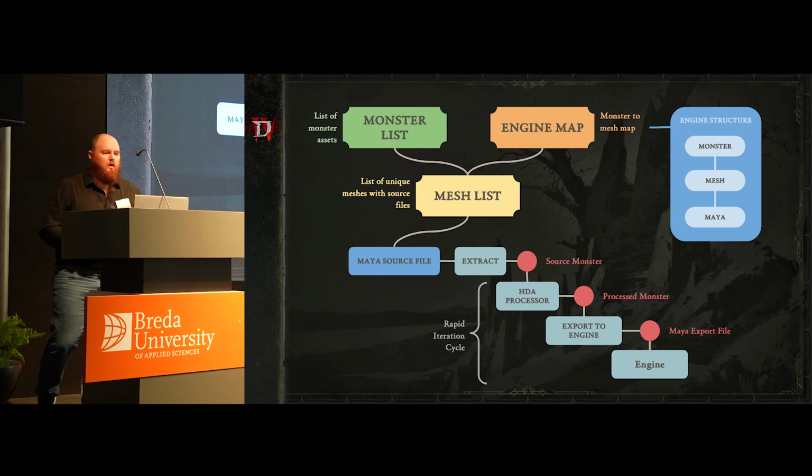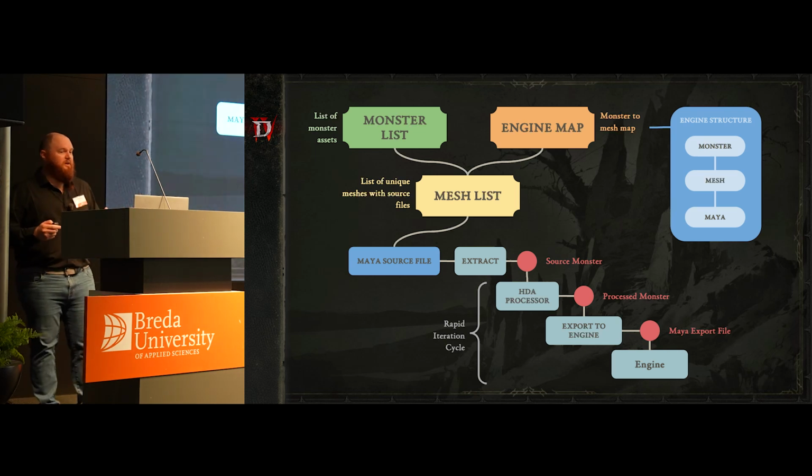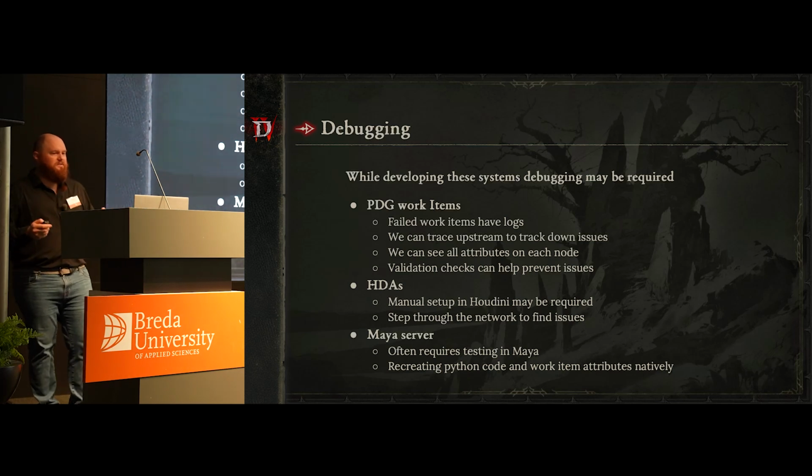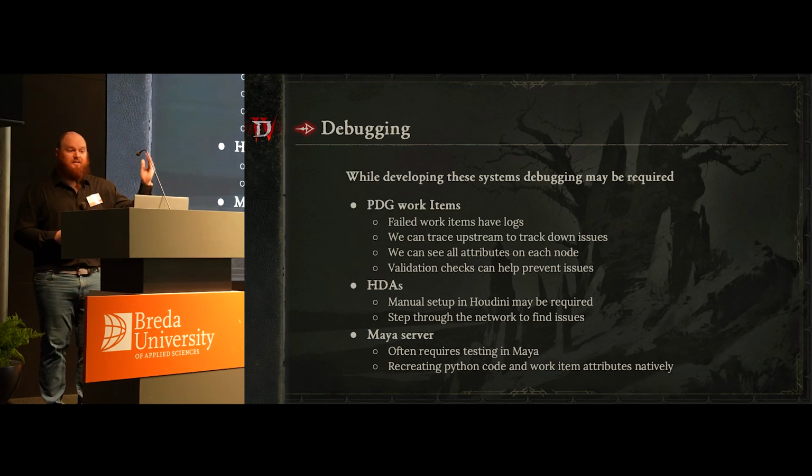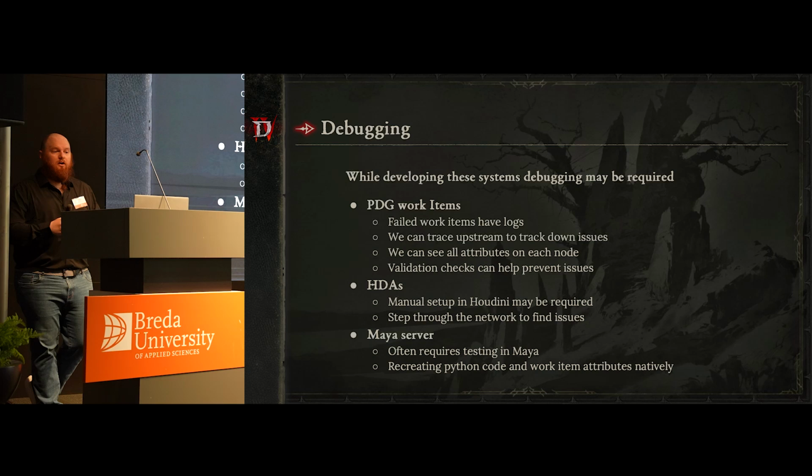And there we go. We've gotten our asset into the game engine with an automated workflow. While developing these systems, debugging may be required. To debug a PDG network, failed work items will have logs. We can also trace upstream to track down issues, and we can see all attributes on each node.